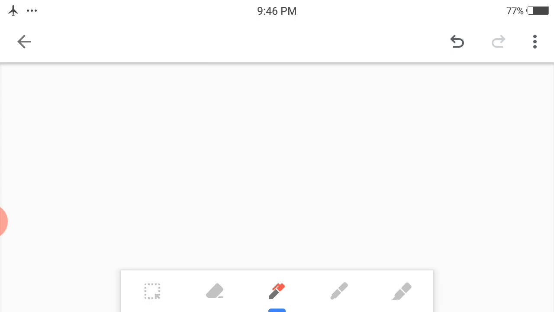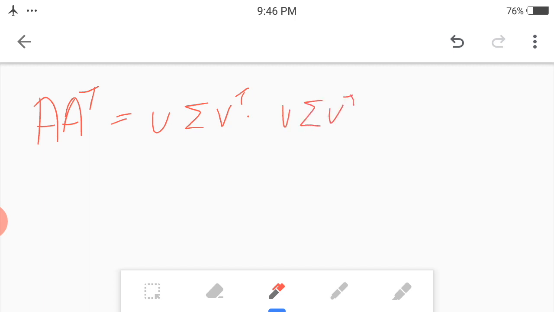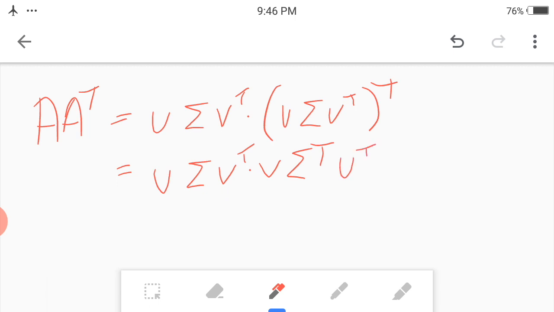Similarly, we can observe for A A transpose. Let's substitute the equations. U sigma V transpose into U sigma V transpose, the whole transpose. So you will end up with U sigma V transpose into V sigma transpose U transpose. Again, since your V is an orthogonal matrix, V transpose V reduces to identity. Sigma and sigma transpose will give you a diagonal matrix of squared sigma terms.